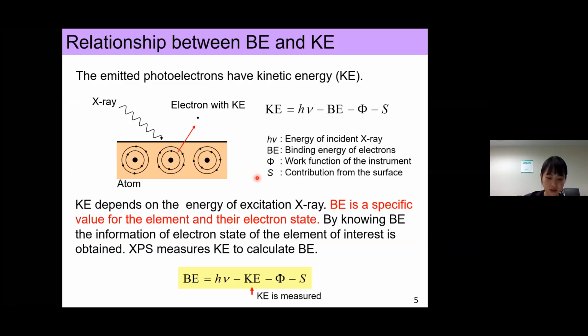KE depends on the energy of the excitation X-ray, while BE is a specific value for the element and its electron state. By knowing BE, the information on the electron state of the element of interest is obtained. XPS measures KE to calculate BE following this equation.